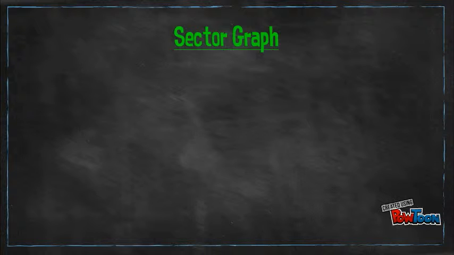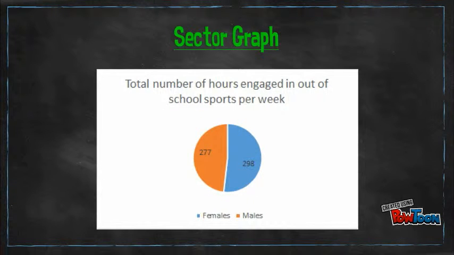Firstly was the sector graph. Although this graph was able to show the total number of hours both females and males engaged in out-of-school sports, it wasn't able to provide me with each individual result collected. This would make it difficult to find out the mean, median, range and mode.